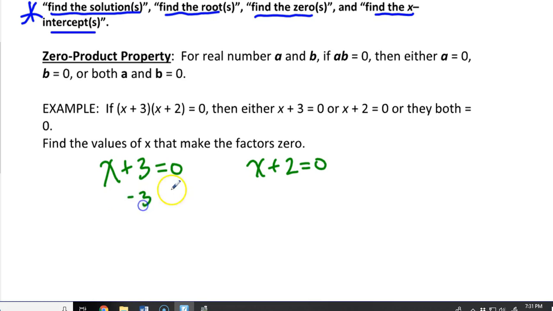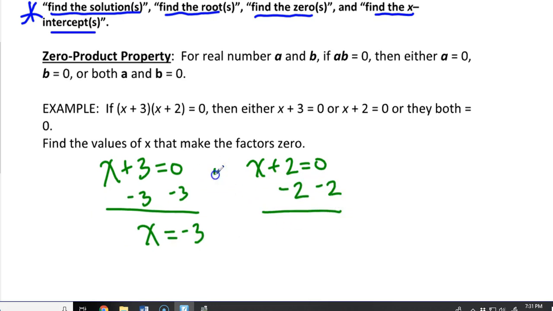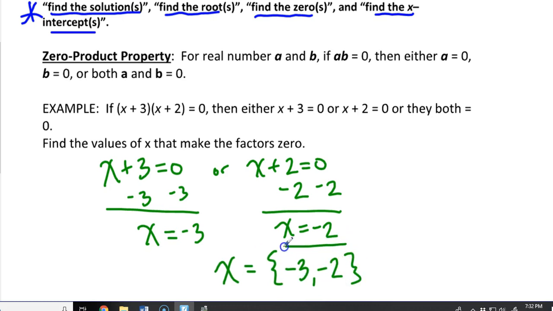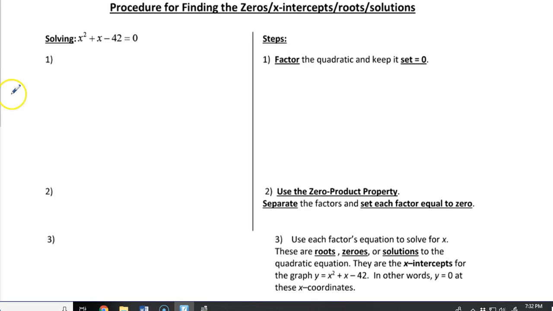Good, so hopefully you subtracted 3, and you got x equals -3, and you subtracted 2, and got x equals -2. So we have these two roots, or zeros, or solutions, or also x-intercepts. We found those things. And the way we can write it, when we write the roots, or the zeros, is like this. We write it in set notation because there's a set of x values that are going to produce a y value of 0. All right, so let's solve this question that we already know the answer to.